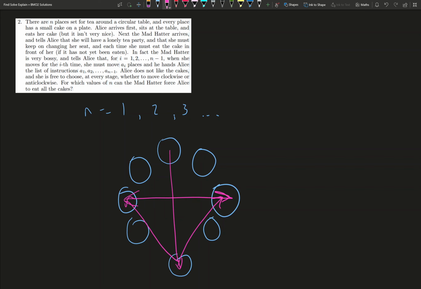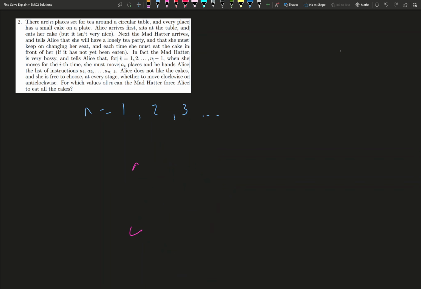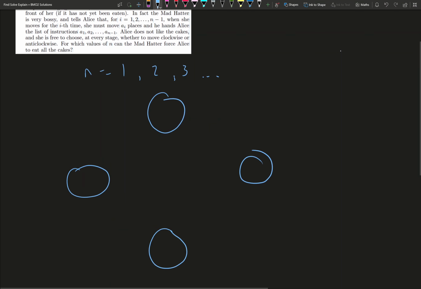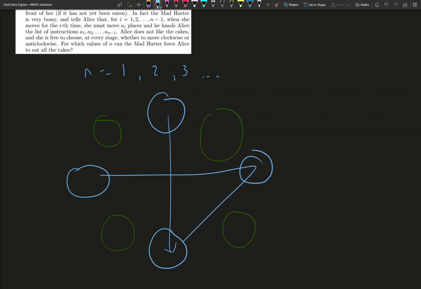Then you can rotate her by 1, then to the opposite one, and then to one of these two, and then to the opposite one. So really what you're doing here is you can break that down into two versions of the solution to 4. So what you're doing is you're getting Alice onto this one, then to one of these, and basically all of these plates will be gone.